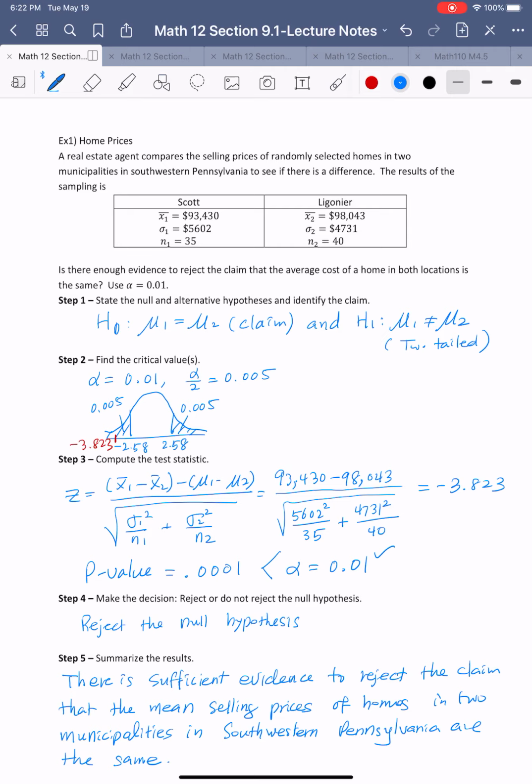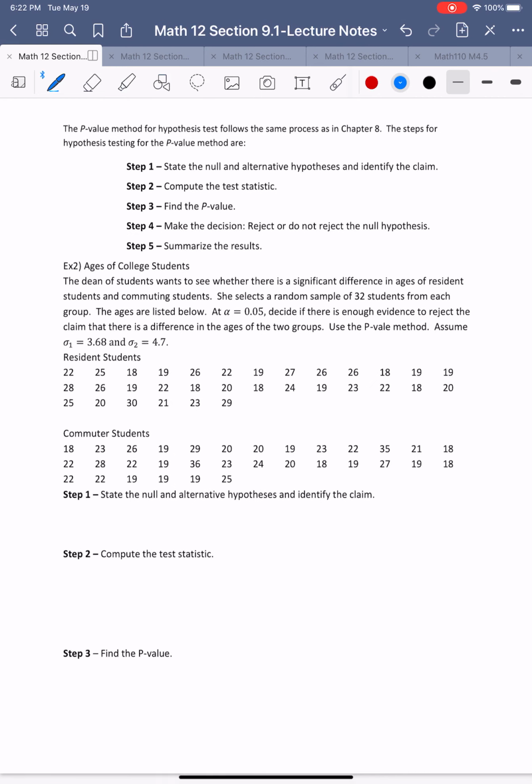Okay, so let's look at the next page. They use the p-value method for the hypothesis test, following the same process as in chapter 8. The steps for hypothesis testing with the p-value method are: step 1, state the null and alternative hypotheses and identify the claim. Number 2, compute the test statistic and then find the p-value. Then make the decision, reject or do not reject the null hypothesis, and summarize the results.